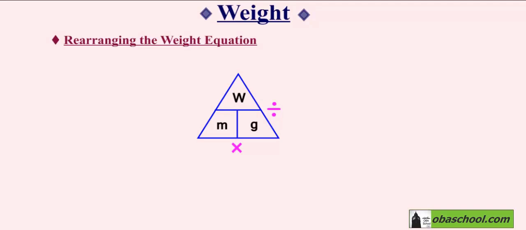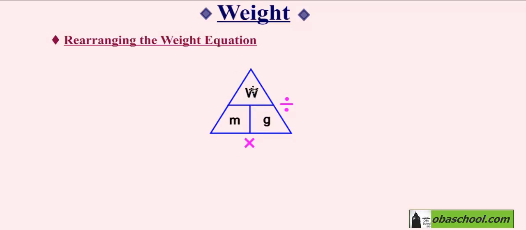Let's move on to rearranging the weight equation. We do that using the triangle method. In the triangle, we have three parts. We have the weight, mass, and the gravity, g. Now, if we want the weight equation, it is equal to m times g. If you want to get the mass equation, it will be m equals w over g.